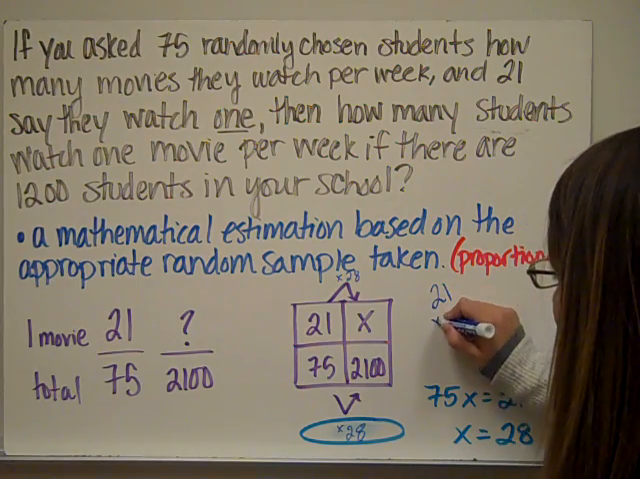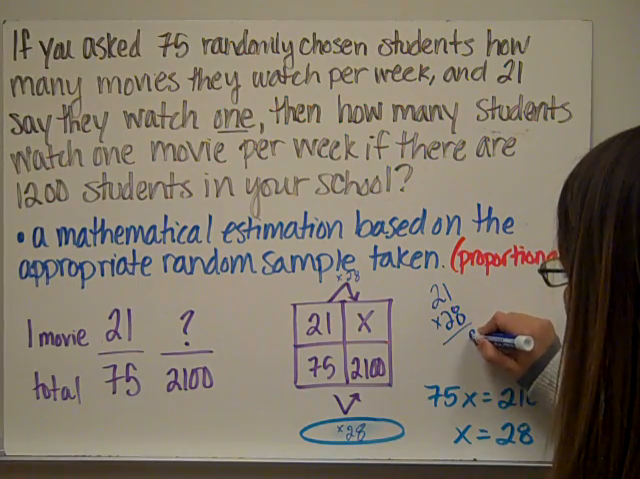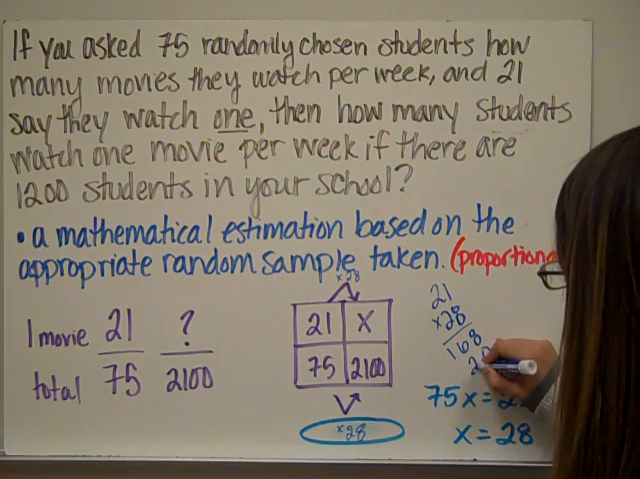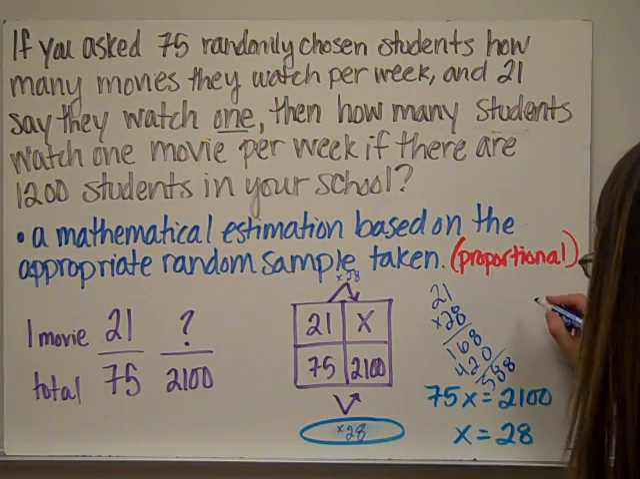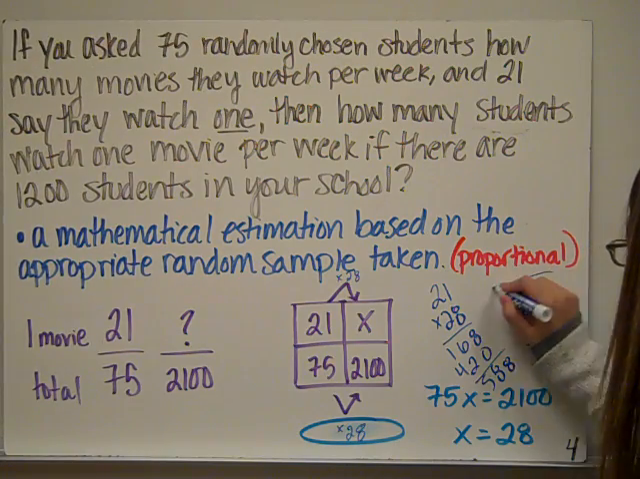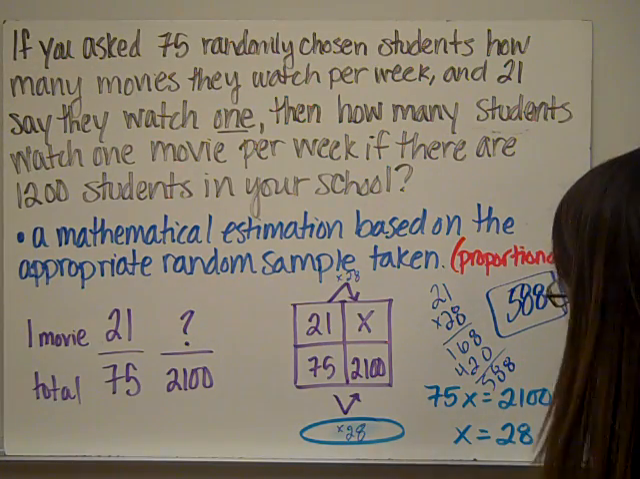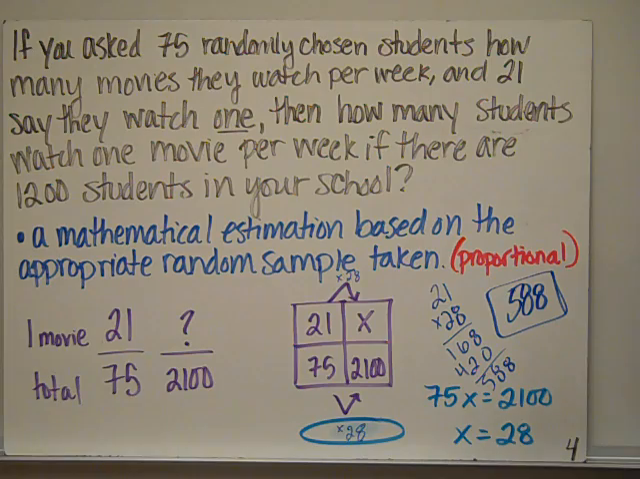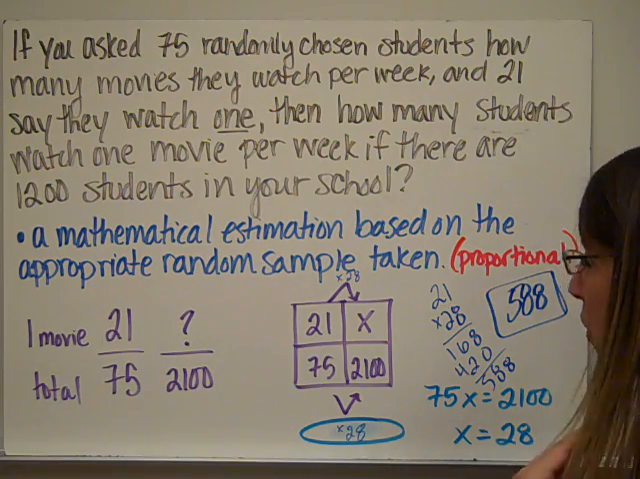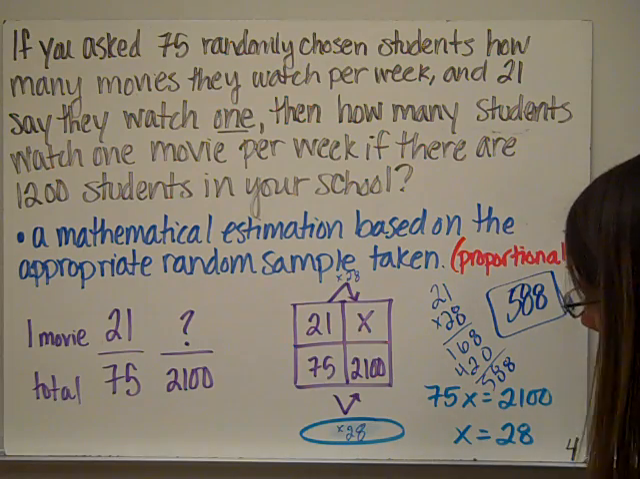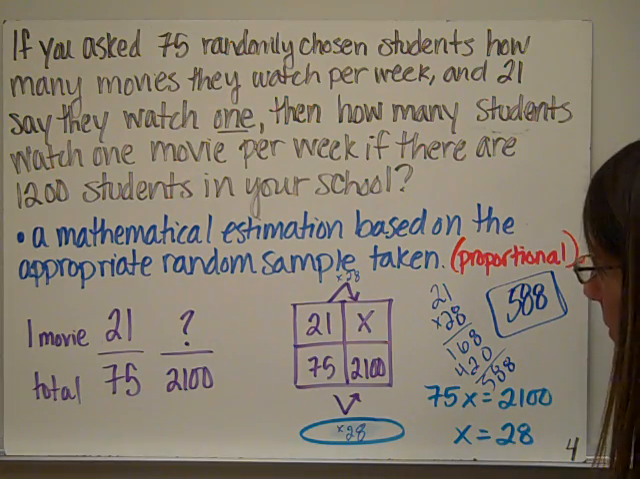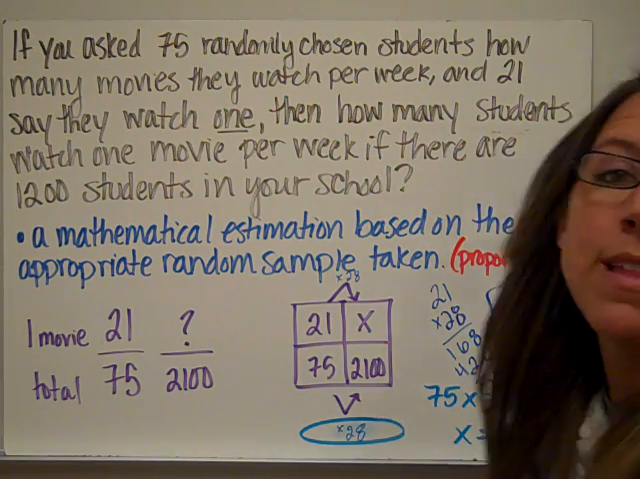So 21 times 28, that's 8, 16, 2, 4, 8, 588 students. So I'm confident in saying that about 588 students out of 2,100 watch one movie per week. Yeah, sounds good. That's it.